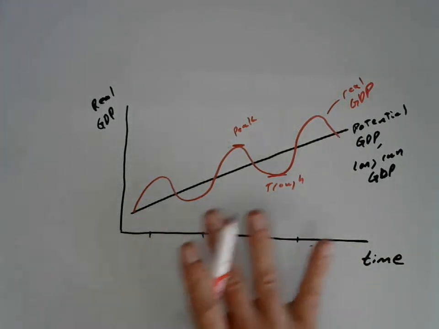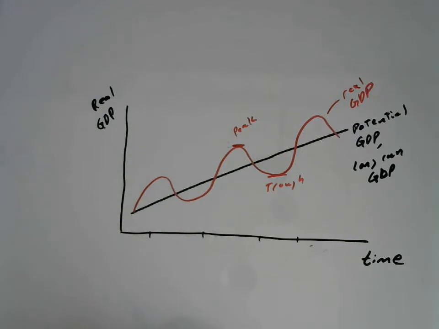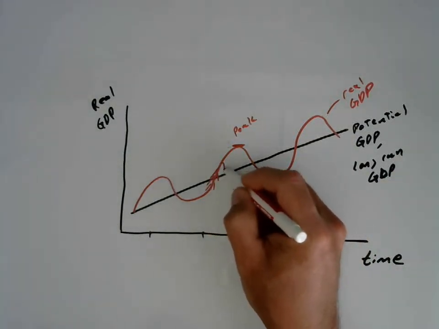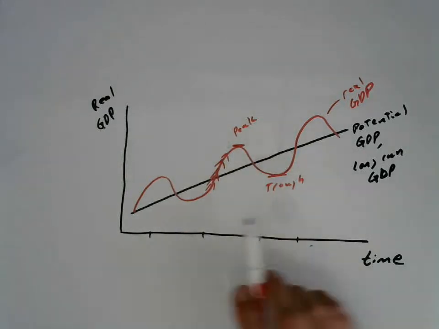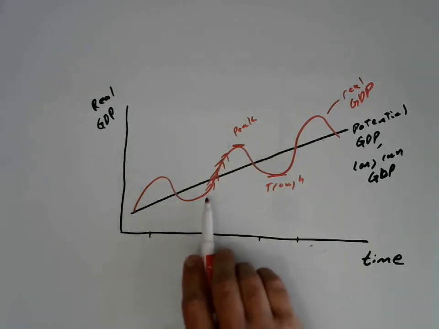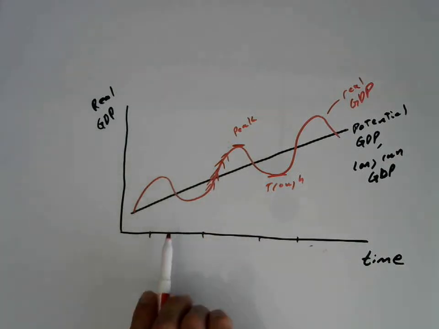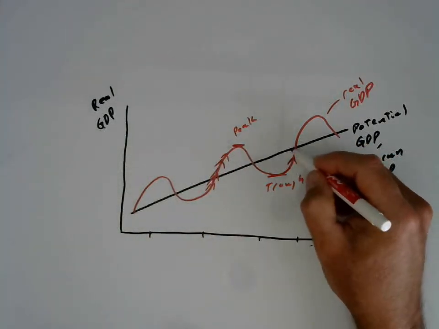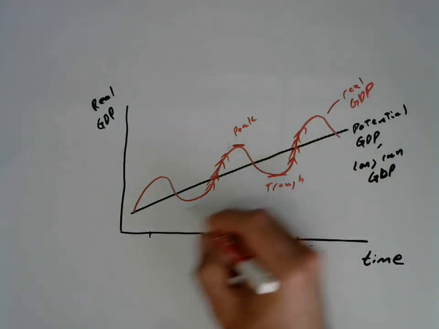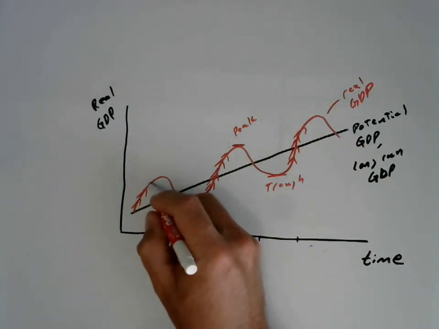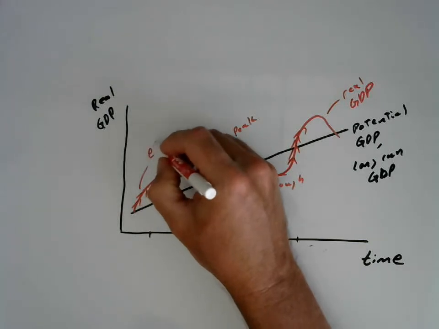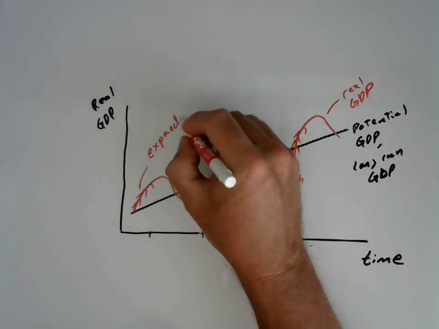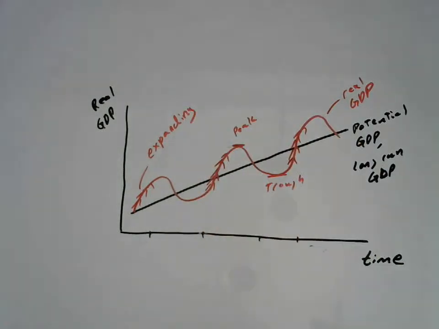But if our economy is in expansion mode, that would be a period whereby the business cycle is expanding, or this line has a positive slope. Okay, so any of these areas would be called expansion. We would say the economy is expanding.